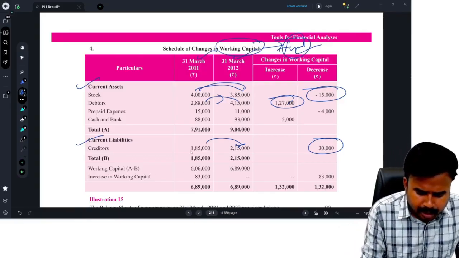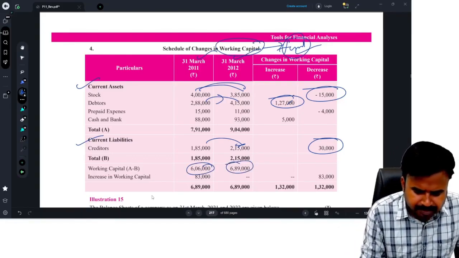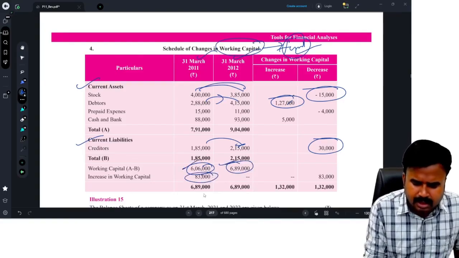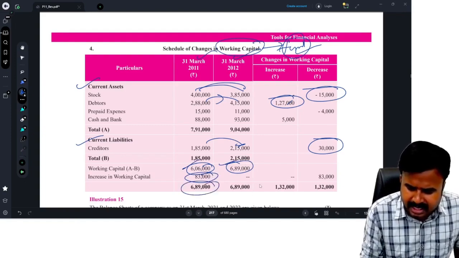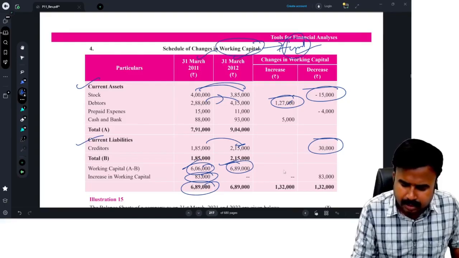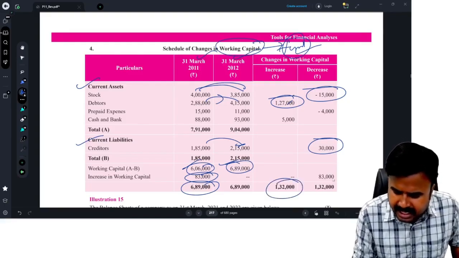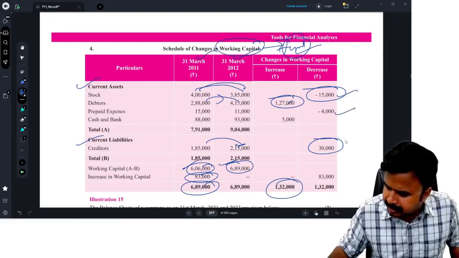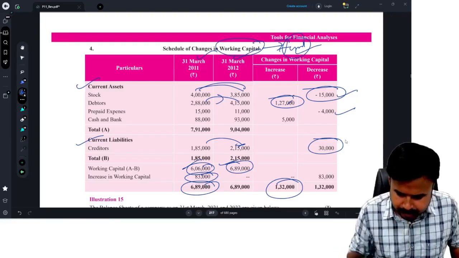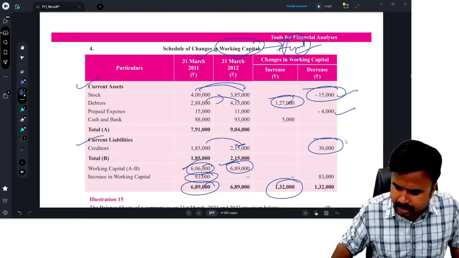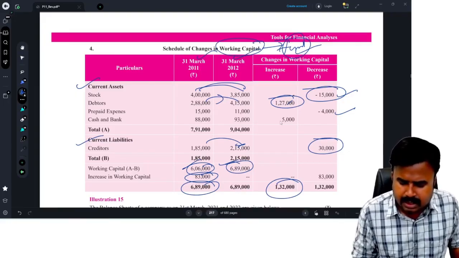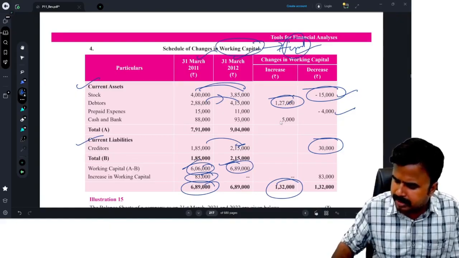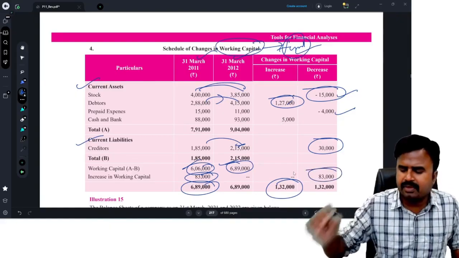So accordingly, you should write net working capital, opening, closing. So I can say from opening to closing, my working capital has been increased. Increase in working capital is 83,000. I got the total of 6,89,000. In the similar way, write all the totals of increase in working capital, decrease in working capital also. Actually, 15 plus 4 and 30, 30 minus 30 plus 19,000. It is 49,000. Whereas increase in working capital is 132,000, decrease in working capital is 49,000. So 132,000 minus 49,000, I got 83,000 increase in working capital net balance.